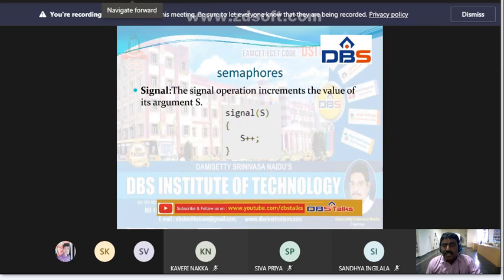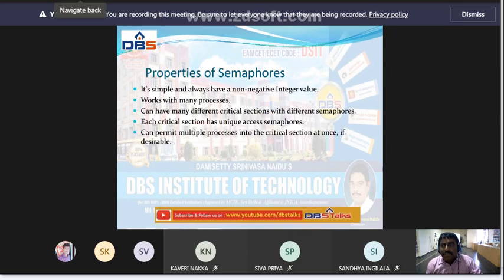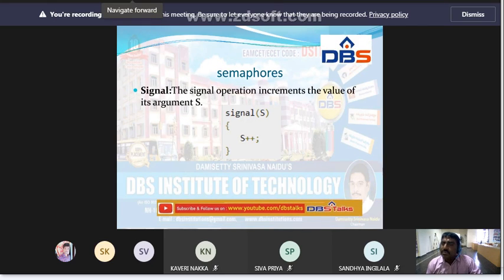And the next one is signal. The signal operation is increment, whereas the previous one is decrementing. So here we are going to increment the value of S. The signal operation increments the value of its argument S. By using these two operations, we are going to solve the critical section problem.